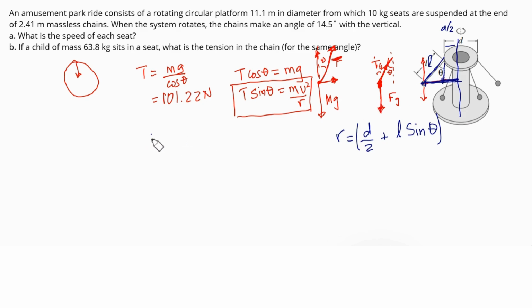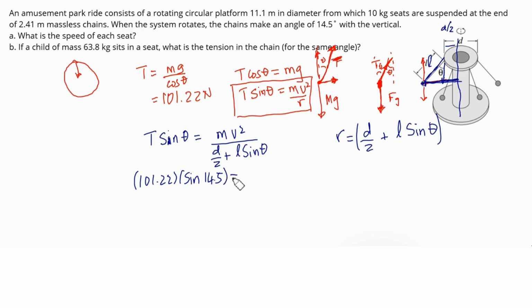So now I could say that T sine theta equals mv squared over d over 2 plus L sine theta. And so now I could go ahead and put values in. I have 101.22 times sine of 14.5 is equal to 10 times v squared over L, which is 11, L is 2.41. This is 11.1 is the diameter. If I divide that by 2, I get 11.1 divided by 2 is 5.55.